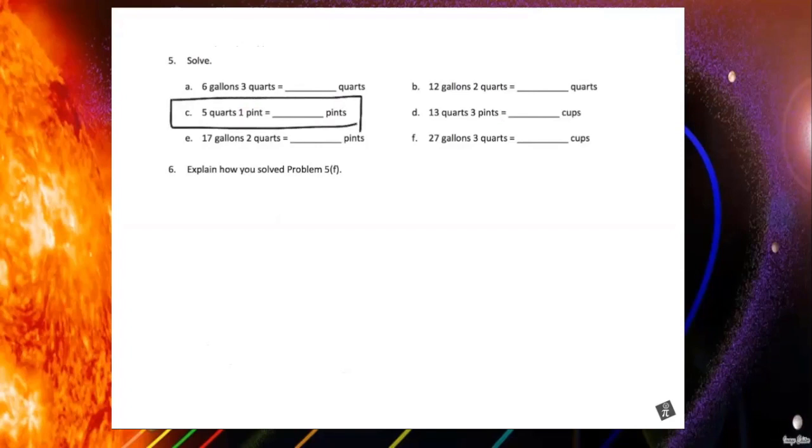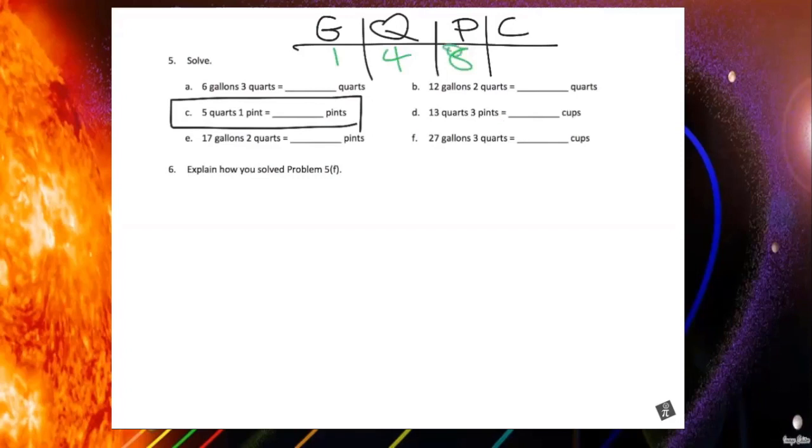5 quarts, 1 pint. All right, so now we don't have to memorize this, parents and teachers. If your students want a chart, give it to them. Good Queen's preferred chocolate. Oh my goodness, that kind of hurts every time I say it. So it's 1, 4, 8, and 16.